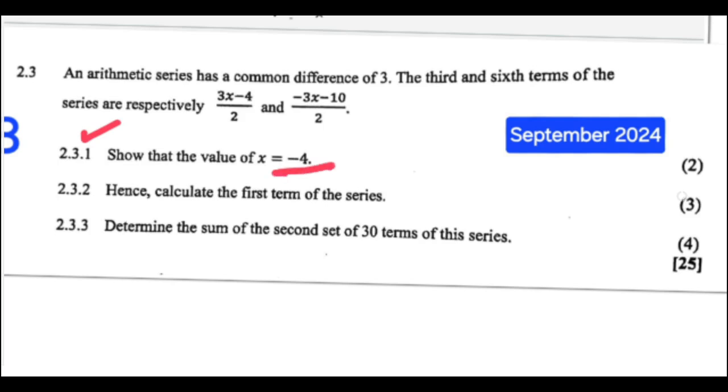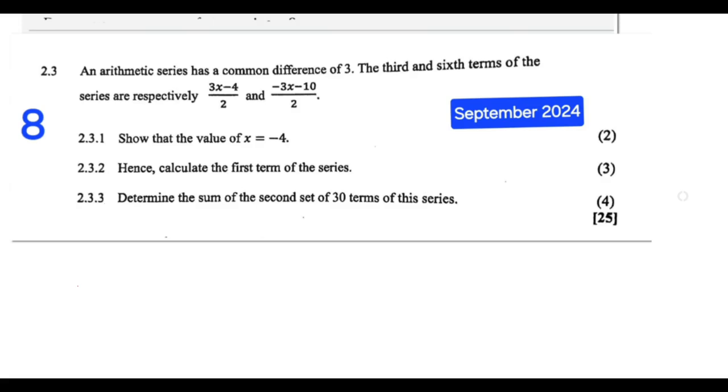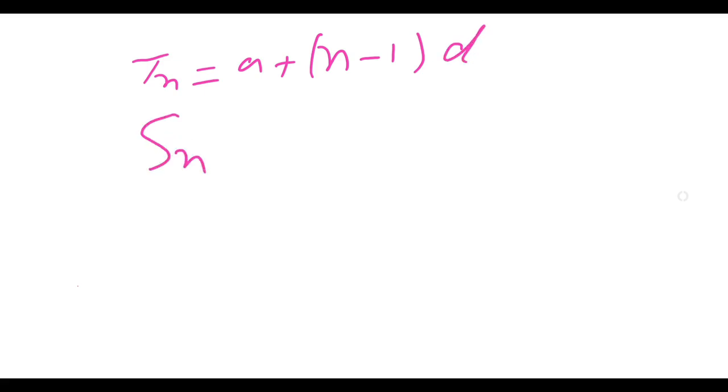I'll show you how to solve this question. That's why I chose this question. What a nice question. Must remember term 3 is equal to this one and term 6 is equal to this one. So set up the equations for the third and the sixth term. Whenever they talk about the term, then we're using this formula, Tn is equal to a plus (n minus 1) d. If they talk about sum, then we use the Sn formula.